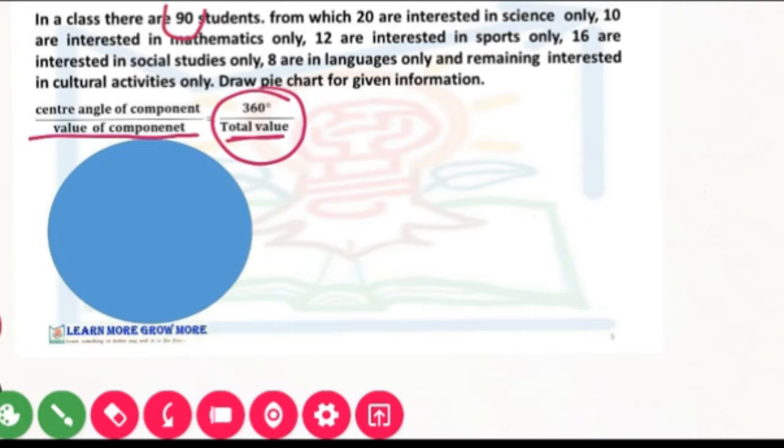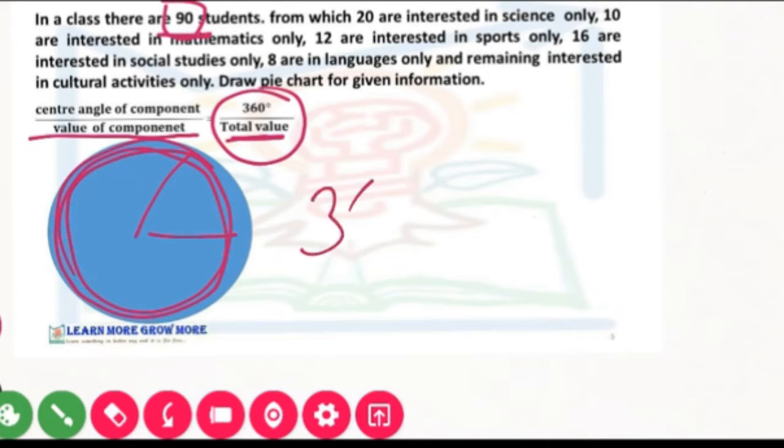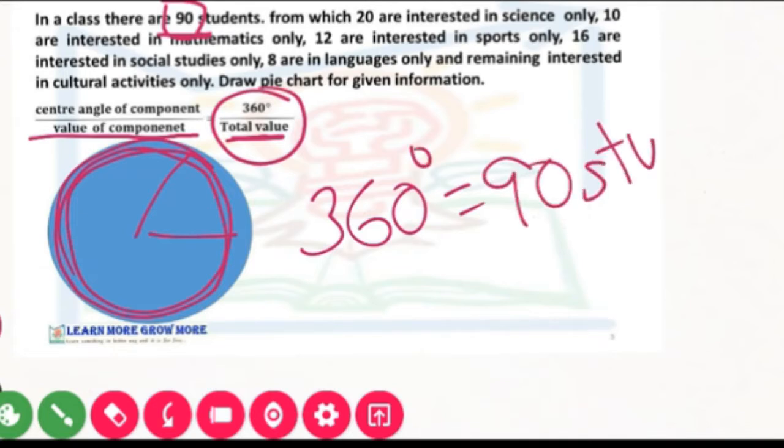Here, 90 students is what we represented, and that indicates the total value. Total value means what, this angle of the circle. What is the total angle of the circle? It's 360, right? This 360 represents this 90 members, 90 students. This 360 degrees is equal to 90 students, which is represented like this.